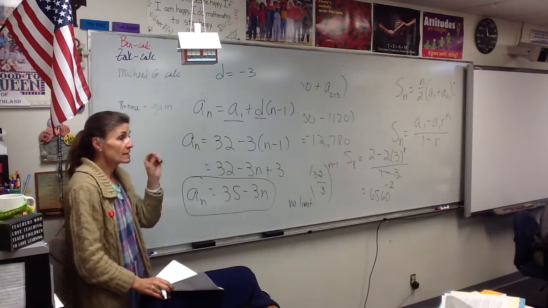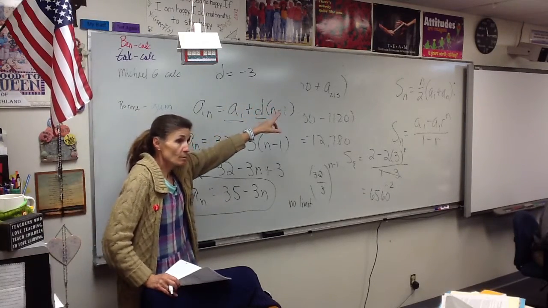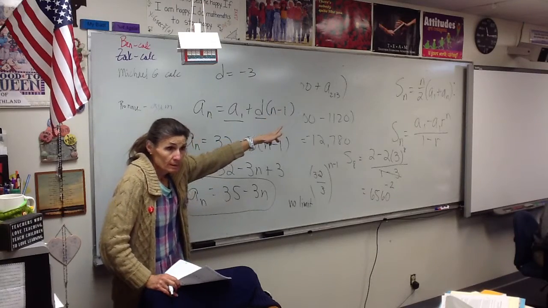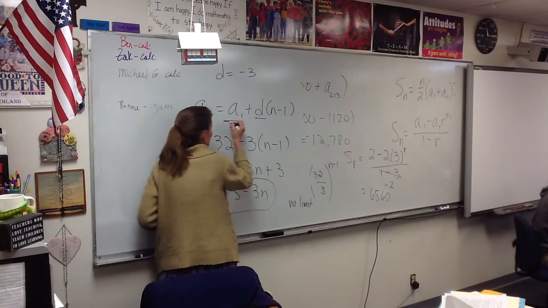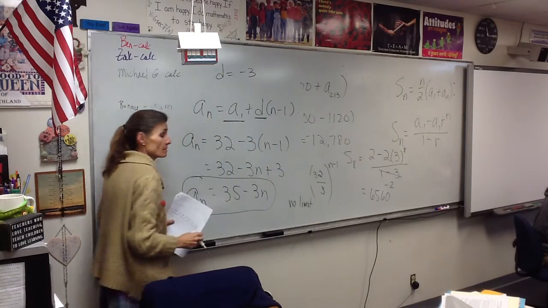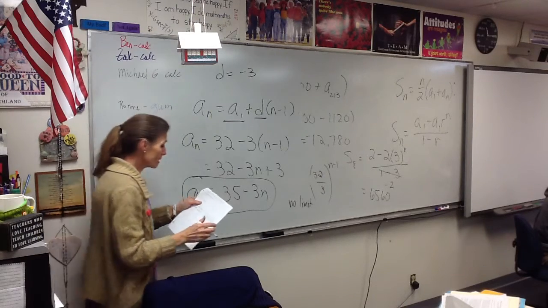So where do our explicit formulas come from? The A formulas, which I'm going to give you. You just have to figure out which one to use and then plug in your first term and your difference, if it's arithmetic. Look at number B.